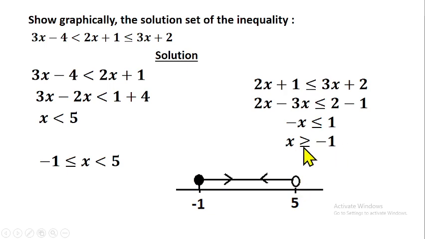The range of values of x that is greater than or equal to minus 1, where are they? They are this side. That's why this arrow is facing this side. Then the range of values of x that is less than 5, where are they? They are this side of this 5. So that's why this arrow is facing this way, and that means they will join together as well. I hope you understand that as well.